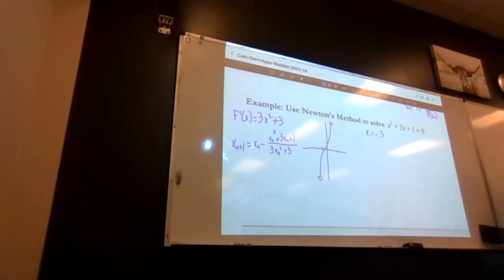All right, awesome. Therefore, x2 is going to equal negative 0.3 minus parentheses negative 0.3 cubed plus 3 times negative 0.3 plus 1, and then divide that by negative 0.3 squared plus 3. There we go.